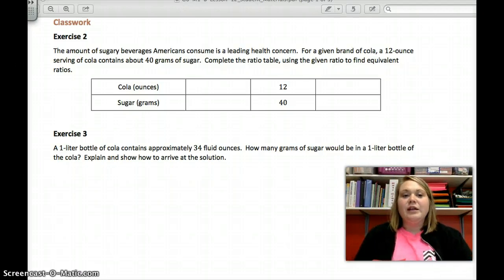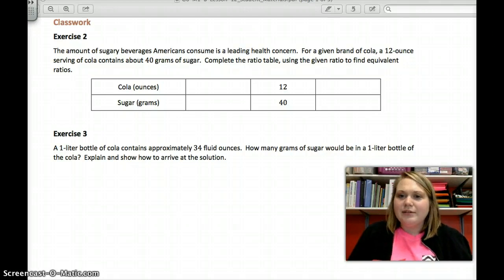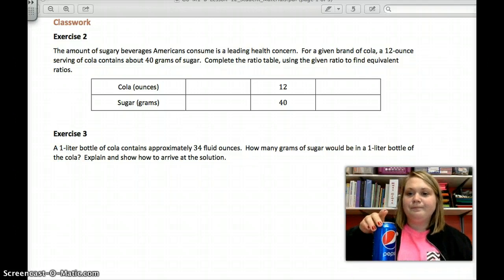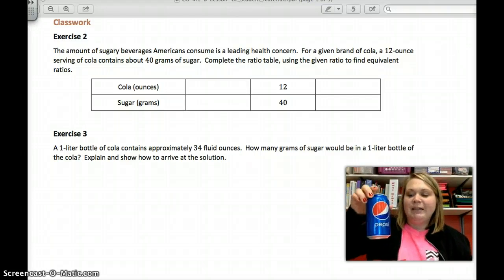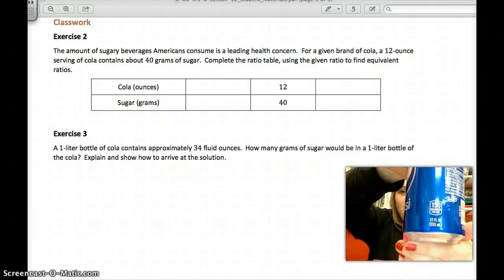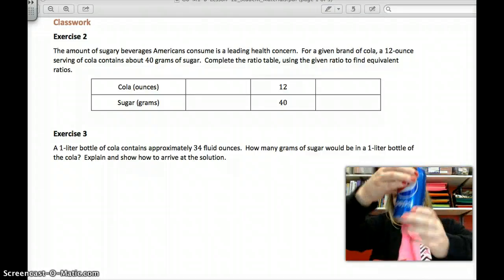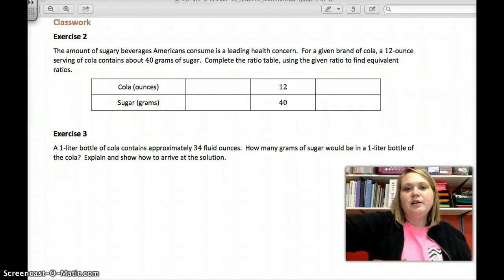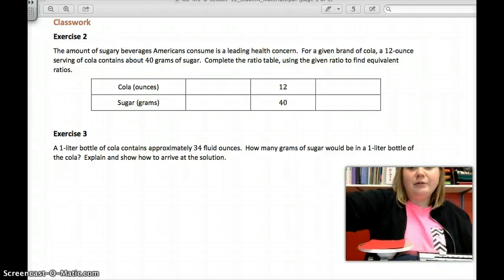It says 40 grams of sugar in a 12-ounce serving of cola. Let's think about what 12 ounces of cola looks like. I'll tell you. This, as you can see, is 12 ounces. So, a can of soda, right? How much is 40 grams of sugar? Well, let's do a little measuring to find out.